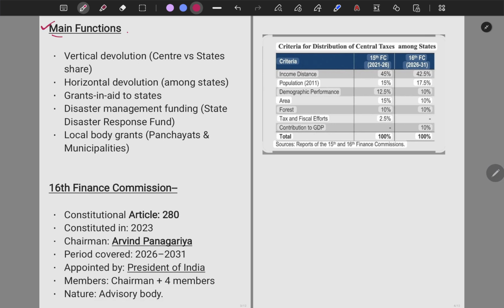Coming to the main functions of this commission, the first is that it provides for vertical devolution. Vertical devolution means what amount of taxes will be transferred from the central pool of taxes to the states. These are all states, this is the center, and what amount will be transferred to the states from the central divisible pool of taxes. For example, this has been kept at 41% in the 16th Finance Commission. So this is vertical devolution.